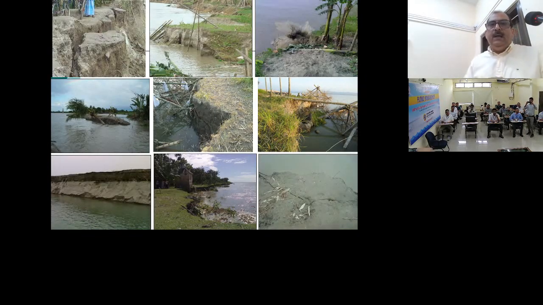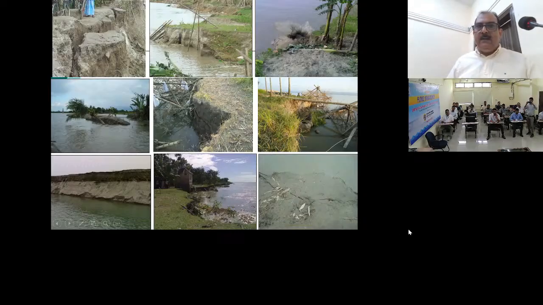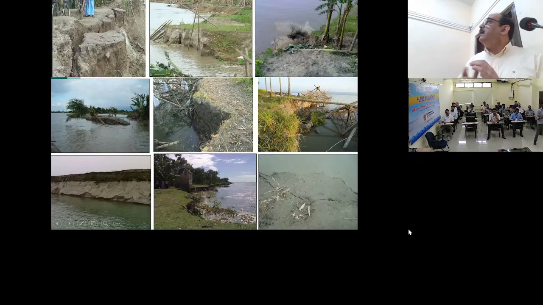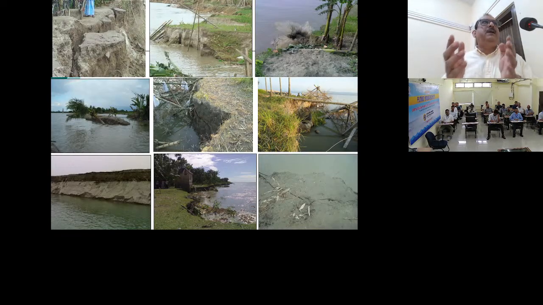I think most of the participants here are from the Brahmaputra basin or Ganga basin. Am I right? In the Brahmaputra or Ganga basin, if you see this, the riverbank is almost vertical. When the riverbank is vertical, the stability of the slope is not there.